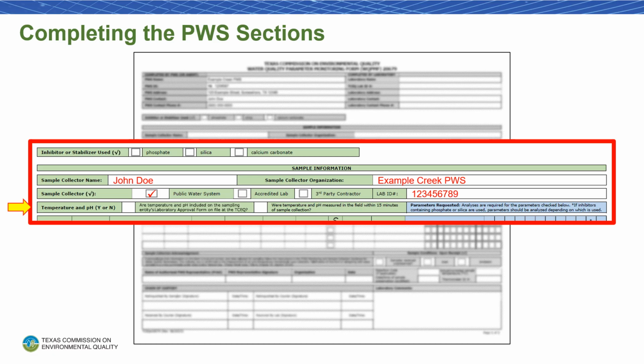In the final row of this section, mark whether temperature and pH are included on the laboratory approval form, Form 10450, for whoever is collecting these samples. Additionally, mark if temperature and pH were measured in the field within 15 minutes of sample collection.